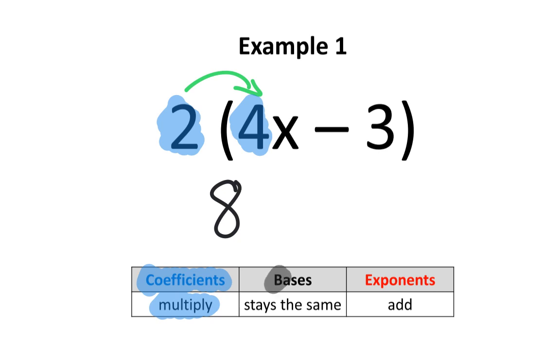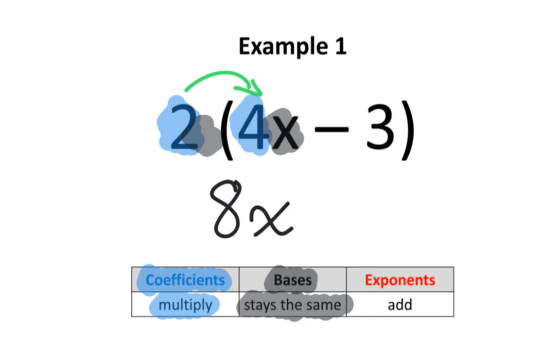Next, take a look at the bases. You'll notice that this term does not have a base, while this term does have a base of the variable x. Bases stay the same. Therefore, since you have a base of x, you're just going to write that as x.